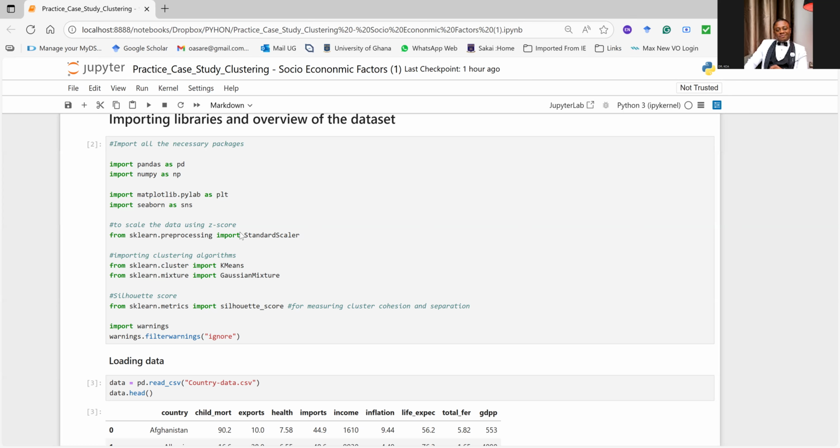Then you will import the clustering algorithms. See here we are importing k-means, and then we have the Gaussian mixture as well. It's one of the clustering algorithms. In fact, there is also the k-medoids that we spoke about. Who can remind us quickly what is the difference between the k-means and the k-medoids? Anybody? I mean, from last time. What is the difference between the k-means and the k-medoids?